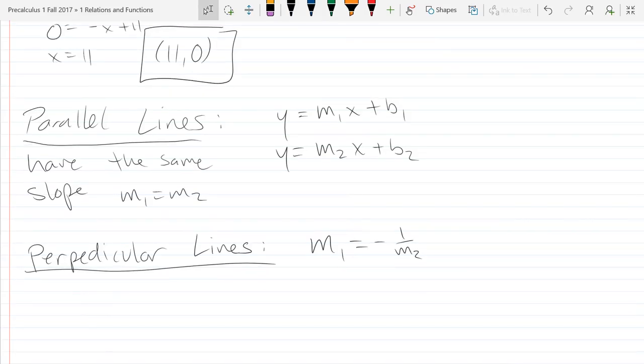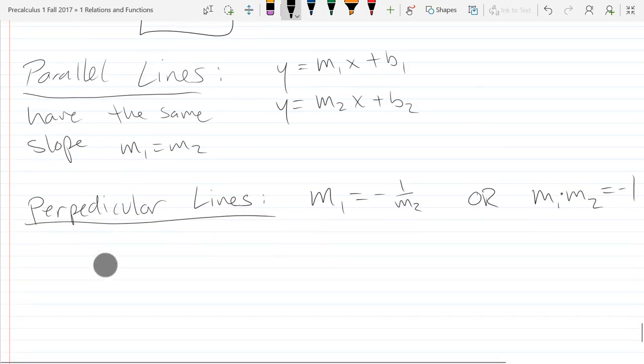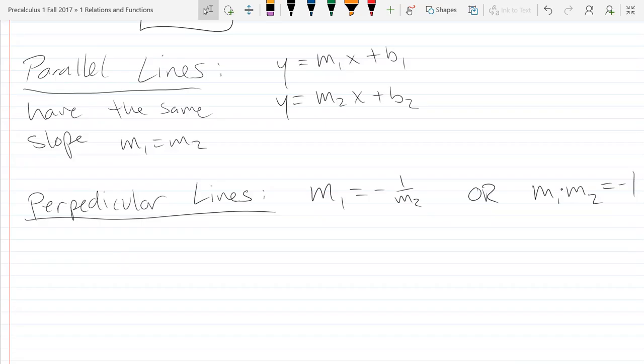If you're not into fractions, you could write it as m1 times m2 equals negative 1. Whichever way you want to think about it, they're equal. You can either think of it as, I multiply the slopes and get negative 1, or one slope is the negative reciprocal of the other.